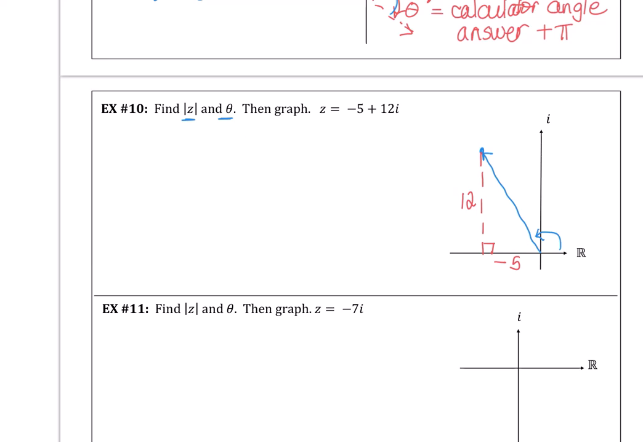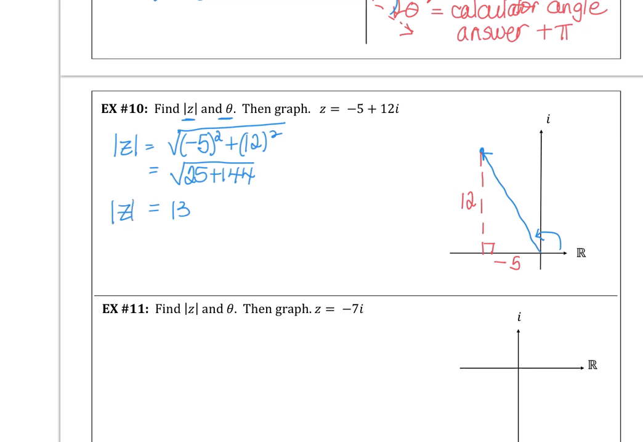The absolute value is the hypotenuse. Our x value, or real number part, is -5. Our imaginary part is 12. 25 plus 144 is the square root of 169. And the square root of 169 is 13. So our hypotenuse is 13.